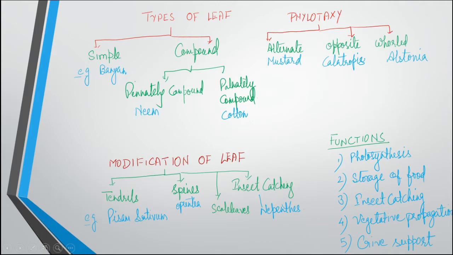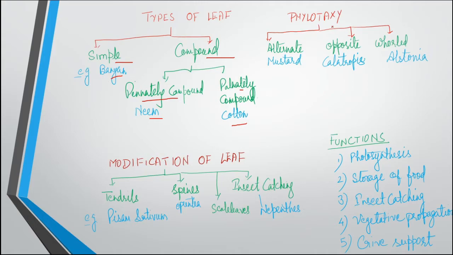There are various types of leaves depending upon their structure. Now the main types are simple and compound leaf. Simple leaf, for example in banyan tree, and compound leaf are of two types, that is pinnately compound and palmately compound. For example, pinnately compound in neem plant and palmately compound in cotton plant. So we will study this through the diagram.